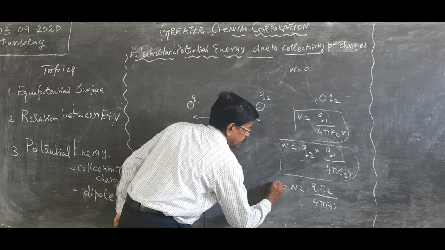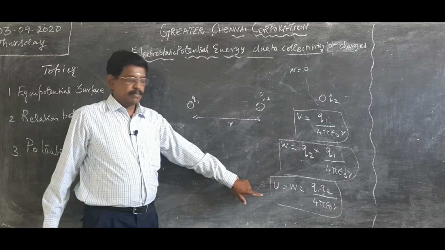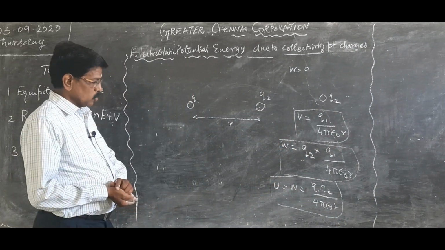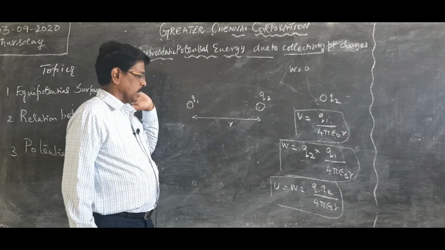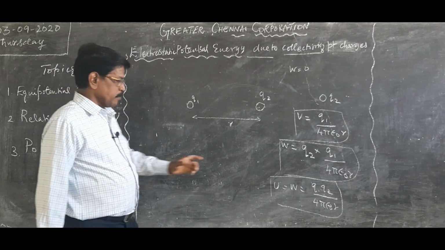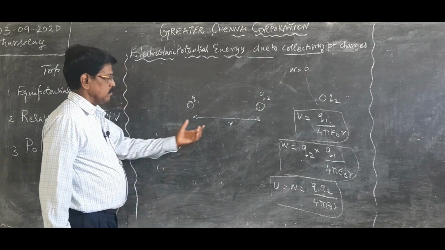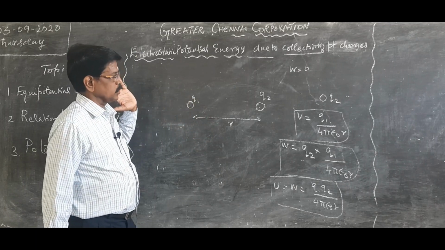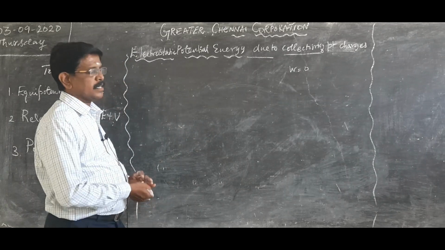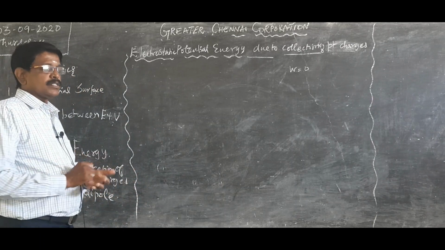This is nothing but the energy, represented by the symbol U. So U, the potential energy between these two charges, is Q1 Q2 by 4 pi epsilon 0 R. What is R? R is the distance between the two charges. Now let us consider three charges. What is the potential energy of the three charges?